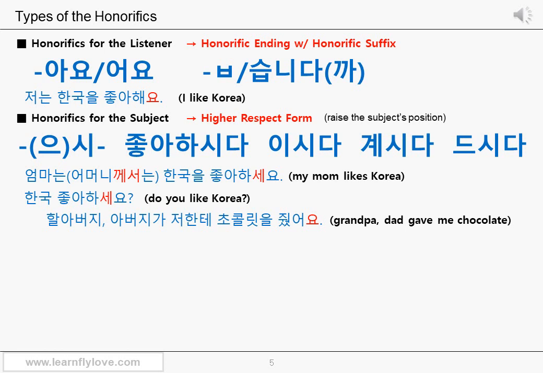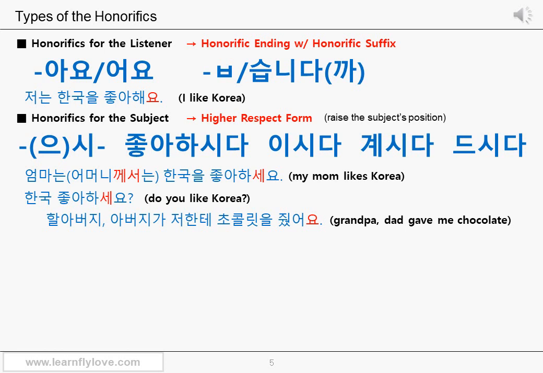Please take a look at the predicate 줬어요. We didn't use the higher respect form even though the subject is your father. Why? Because grandfather, who you are talking to, is in the higher position than the subject father. This is a good example for the relative honorifics in Korean.